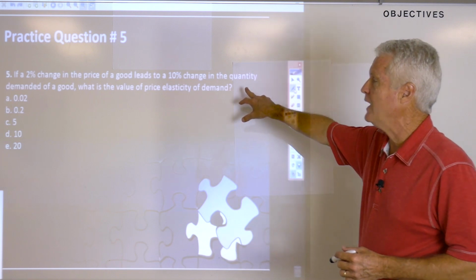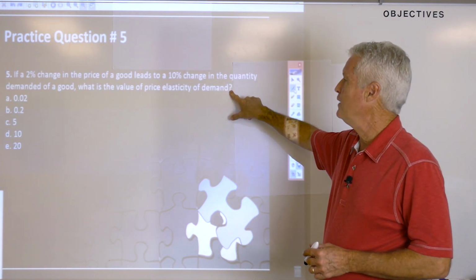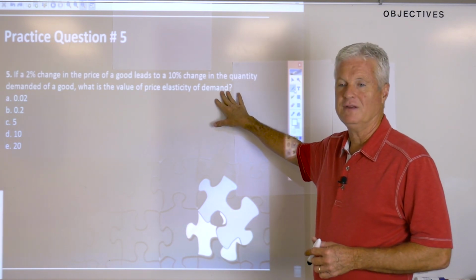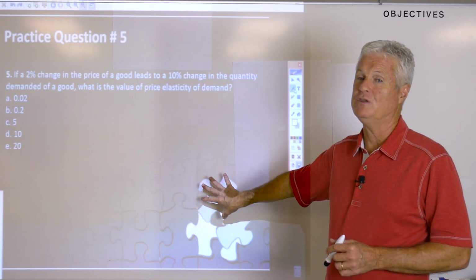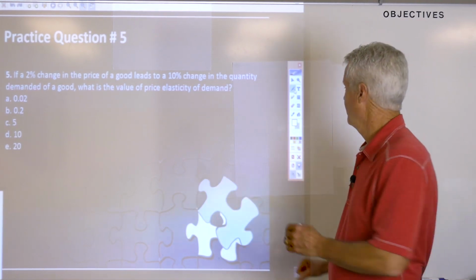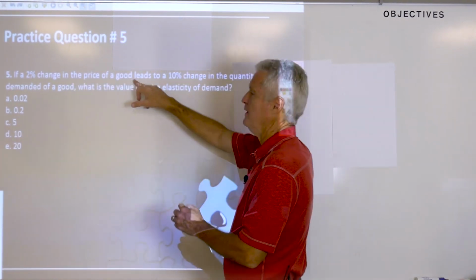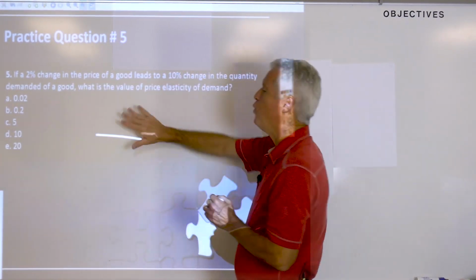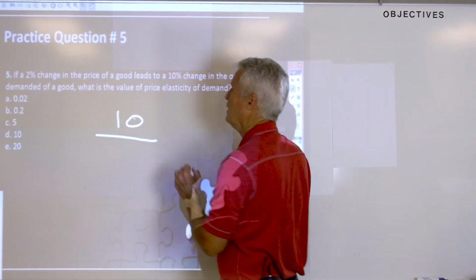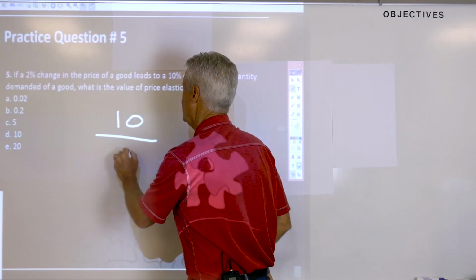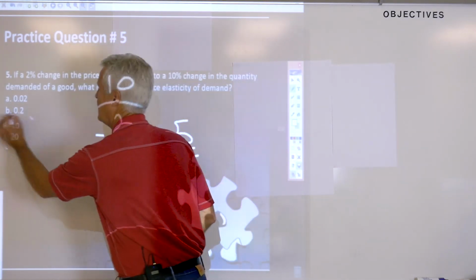Okay, if a 2% change in the price of a good leads to a 10% change in the quantity, what's the value of the price elasticity of demand? Pause the video. You should be able to do this calculation. It's important that you do. All right, here we go. So price, 2%. Well, remember, quantity is always on top. So 10 up here, price 2, that comes out to 5.